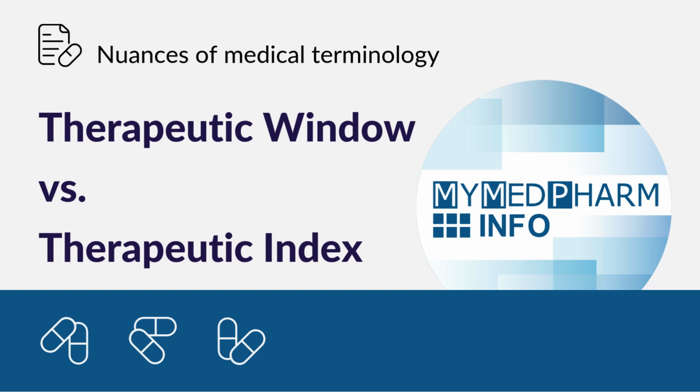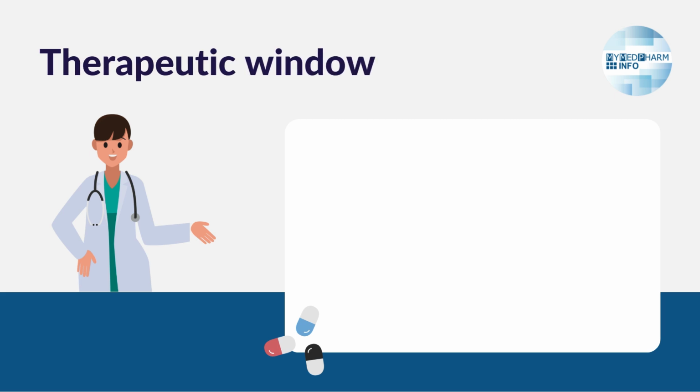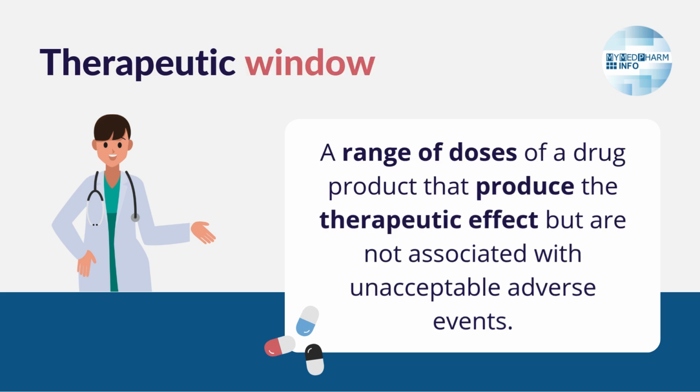Hello! Today we'll review two similar terms, therapeutic window and therapeutic index. They are easily confused, especially because the therapeutic window can be called an index in medical texts. A therapeutic window is a range of doses or concentrations of a drug product that produce the therapeutic effect, but are not associated with unacceptable adverse effects or toxicity. The wider the therapeutic window, the better.